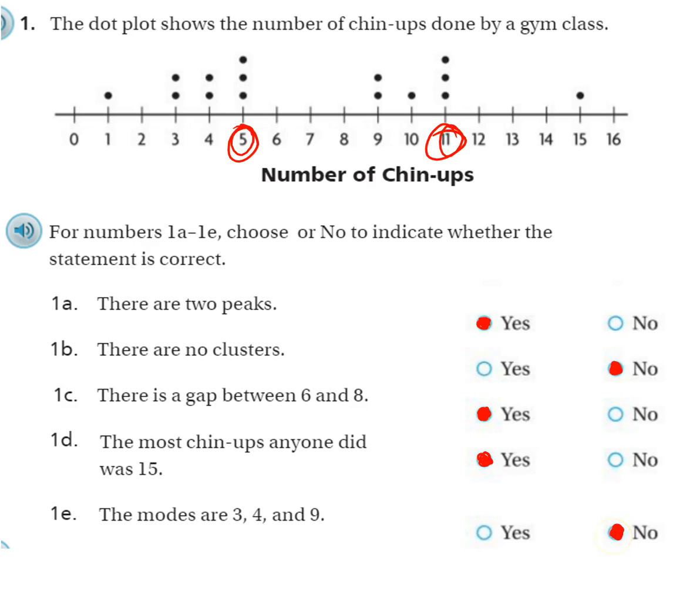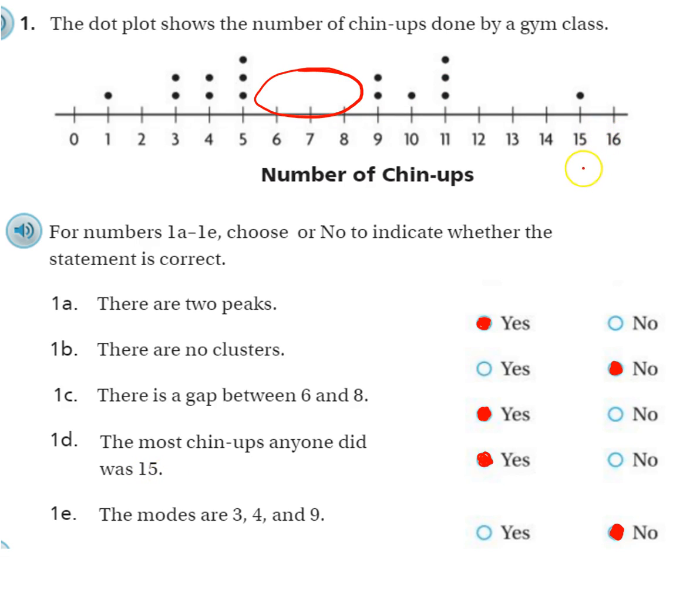Okay, so again, on your test, you're going to have a problem similar to this. So you're going to need to know that peaks are the highest points of the data. Clusters are where you see a bunch of dots together, or a bunch of data all together. A gap is where you see no data. You see some data, and then a gap or no data, and then more data.